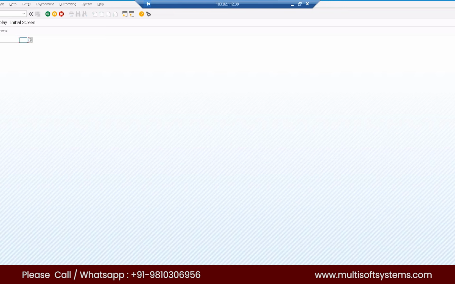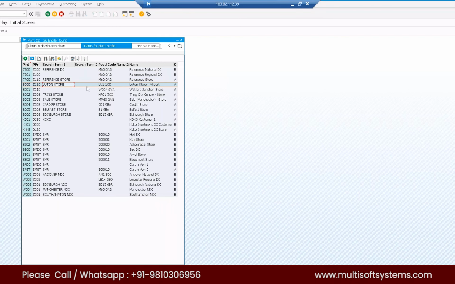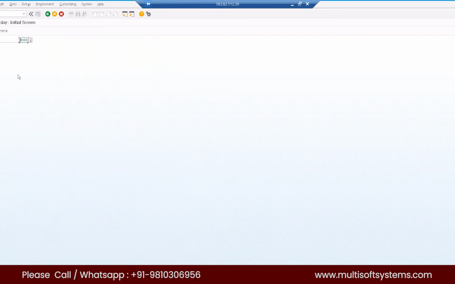This transaction is specific only to IS Retail, WB01, 02 and 03, and it is not available in any other SAP ECC components, S4 components, or even the normal MM components. I'm opening this store, which is already available. Plant is always a 4-digit code. The code can be alphanumeric.